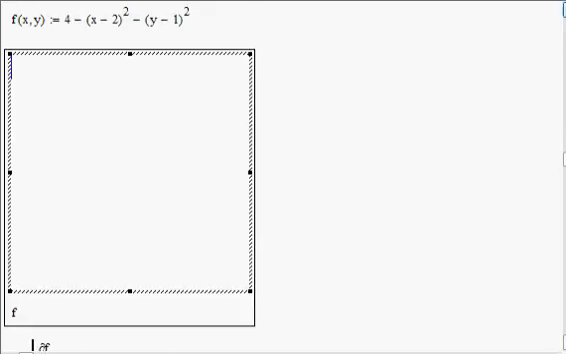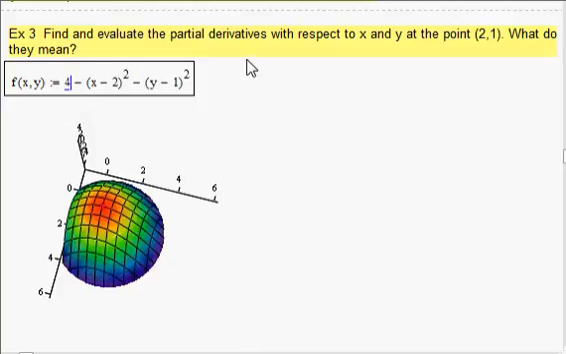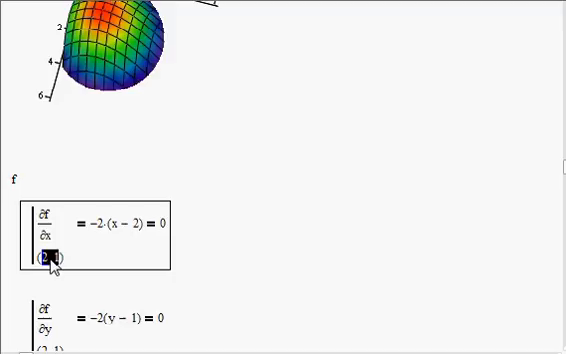The partial derivative of this thing with respect to x, well, if we treated y as a constant, then the derivative of 4, that's a constant, so that's 0. The derivative of this part, that's a constant, so that's 0. It's just going to be 2 times the quantity x minus 2 times the derivative of the inside function, which is just 1. So it's negative 2 times (x minus 2). That is our derivative. And we want to evaluate that at the point where x is 2 and where y is 1. So if you put 2 in here for x, of course you get 0.